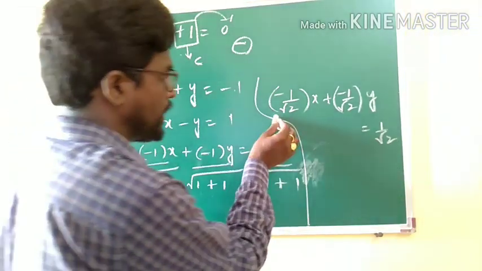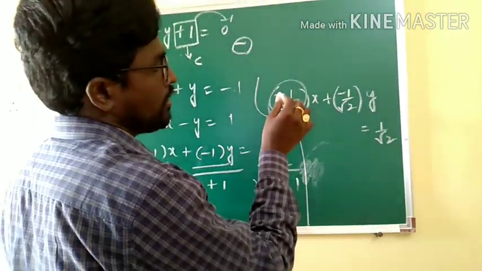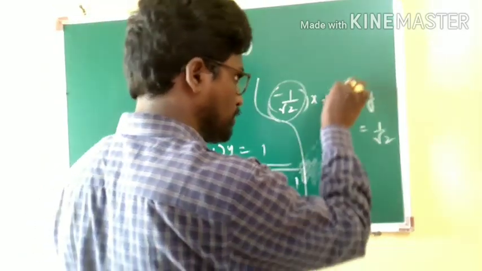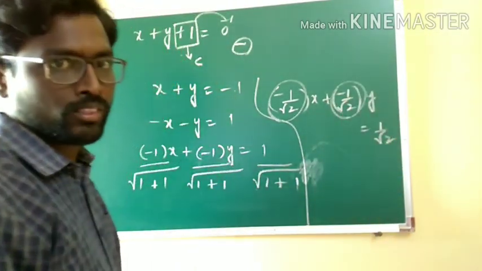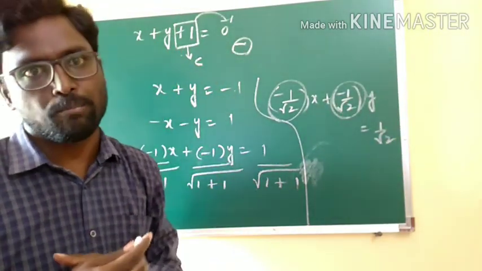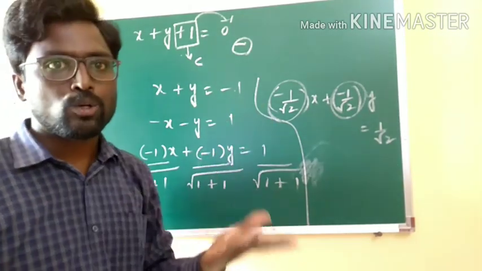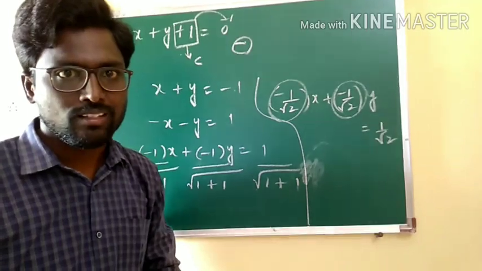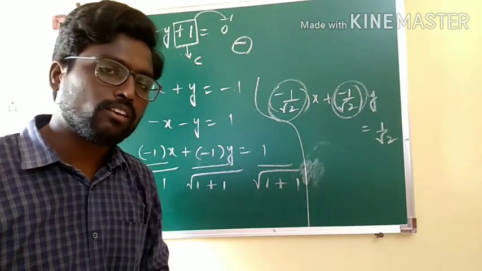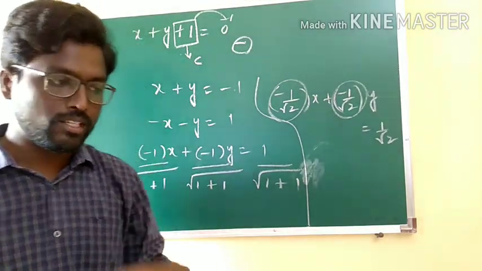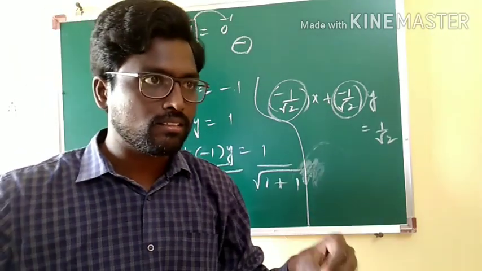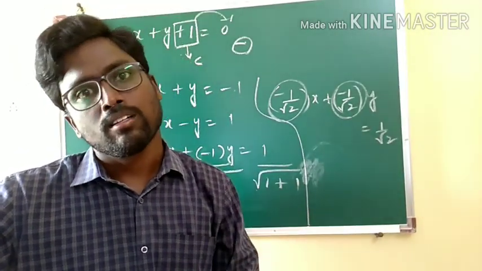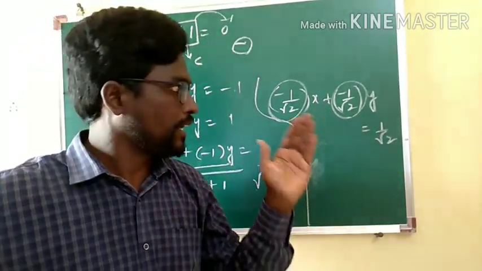So here what is minus 1 by root 2? Cos alpha value. And what is minus 1 by root 2 here? Sin alpha value. But what is alpha? That's very important. Generally 1 by root 2 means cos 45. But here we have minus 1 by root 2. Means whose angle will be, see, when theta is one particular angle, then the outcome will be minus 1 by root 2.